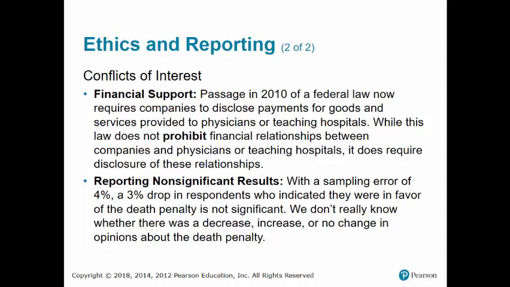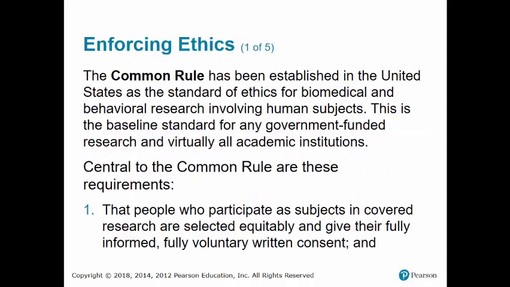The next thing is reporting of non-significant results. So if we have a sampling error of 4%, and again, you'll understand what this means as the course progresses, a 3% drop in respondents who indicated that they were in favor of the death penalty is not significant. So we don't really know whether there's a decrease, an increase, or no change in opinions about the death penalty. And this is related to your sampling error and also the number of data points, if you will, of respondents.